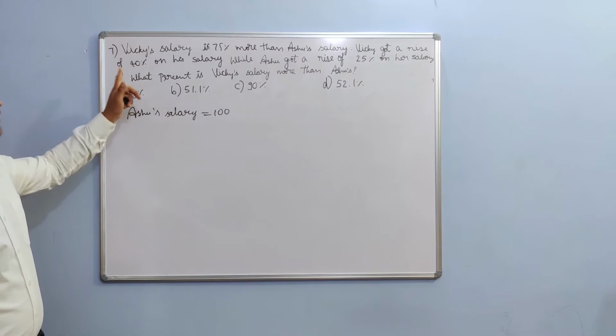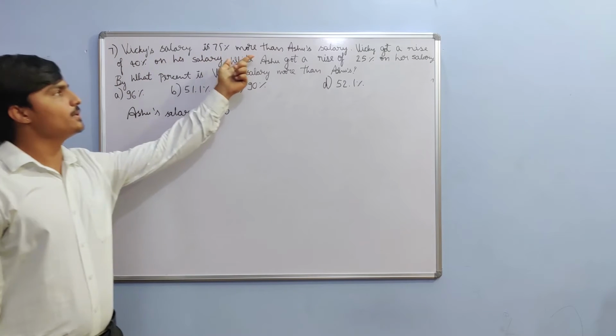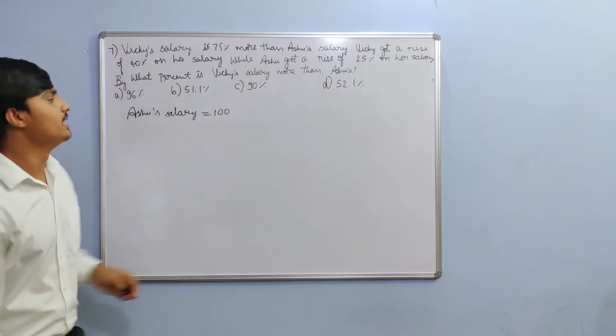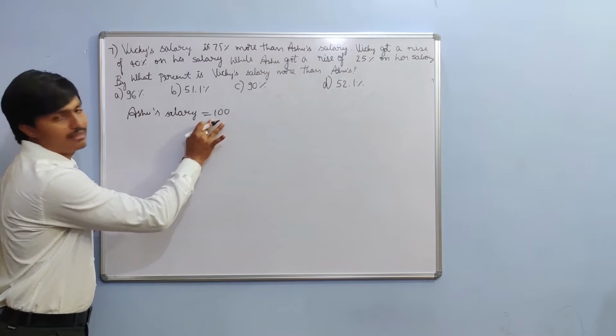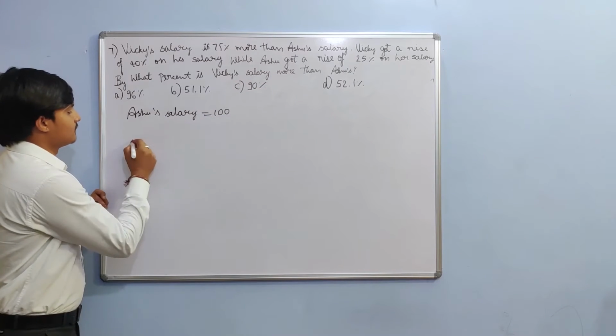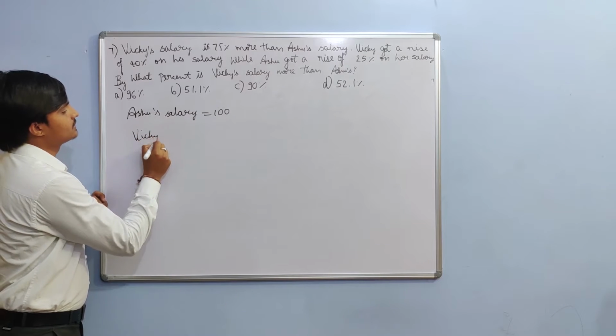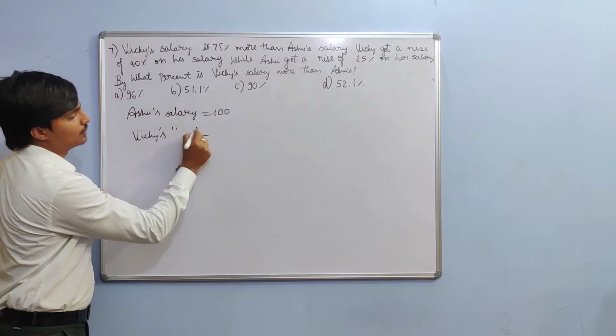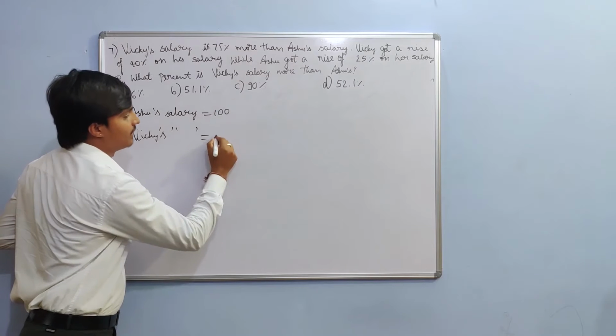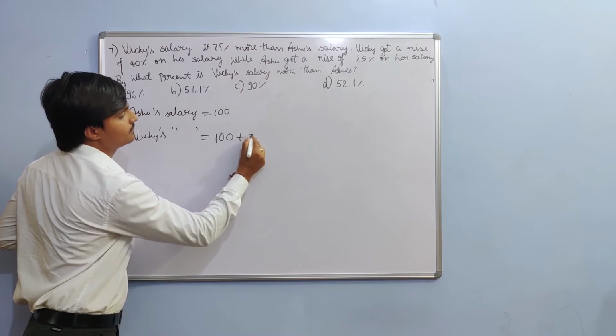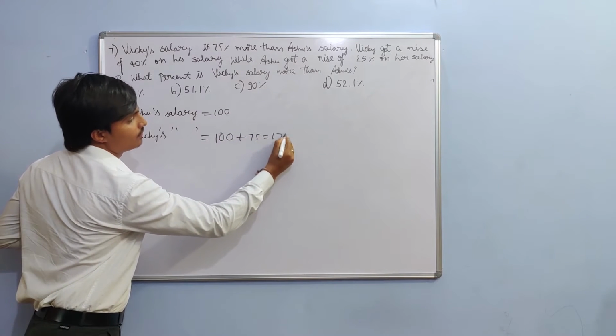And in the question they have given Vicky's salary is 75% more than Ashu's salary. It means 75% of this 100, which is equal to 75. So Vicky's salary will be equal to this 100 plus 75, which is equal to 175.